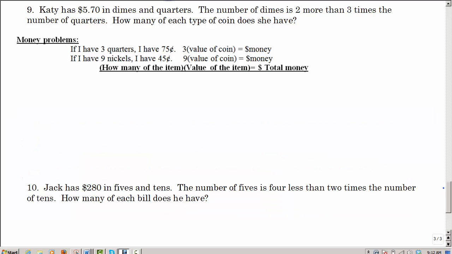So, number 9, Katie has $5.70 in dimes and quarters. The number of dimes is 2 more than 3 times the number of quarters. How many of each type of coin does she have? Blah, blah, blah, right? Okay.